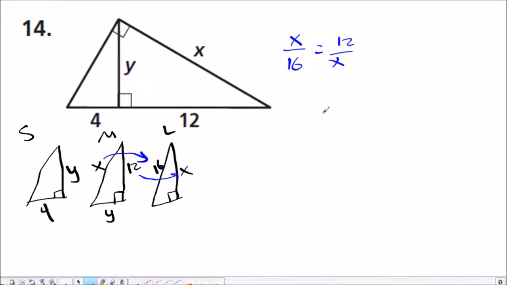And folks, I'm going at a speed that's probably faster than you can write. Remember, I'm doing that on purpose because I want you to pause the video, try it on your own, and all you're doing when you're watching is checking to see how you did. Okay, let's do a little cross multiplying. 12 times 16, and that's 192. X times x is x squared, and then we're going to take a square root of both sides, and the square root of 192 is 13.9.